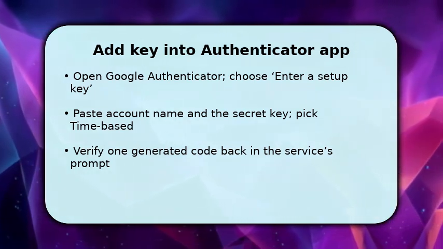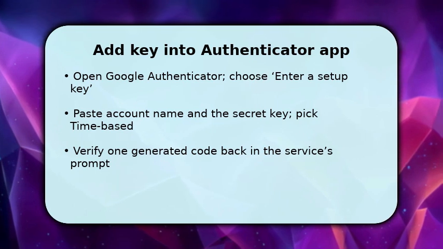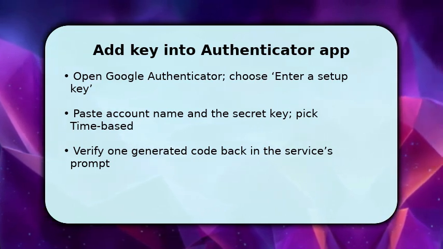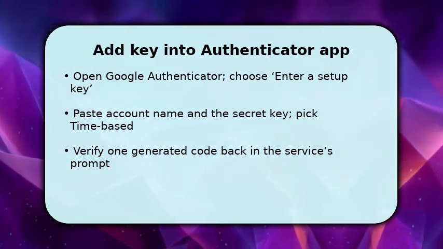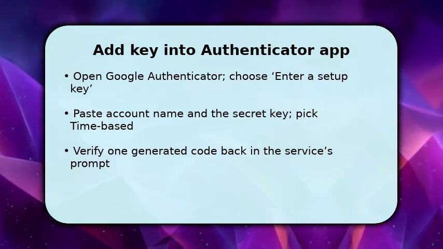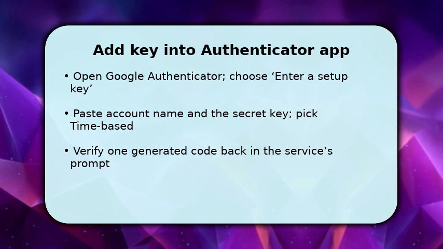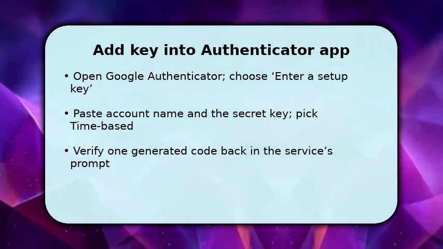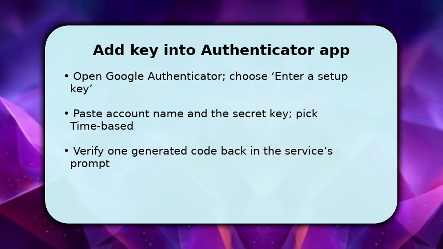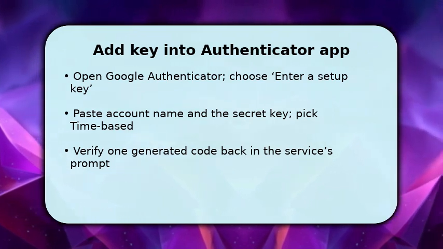Select time-based, TOTP, rather than counter-based to match most services. Once the app shows a 6-digit code, immediately enter that code on the service's verification screen. This confirms synchronization. If it fails, adjust device time and retry. Accurate clock sync is crucial for codes.